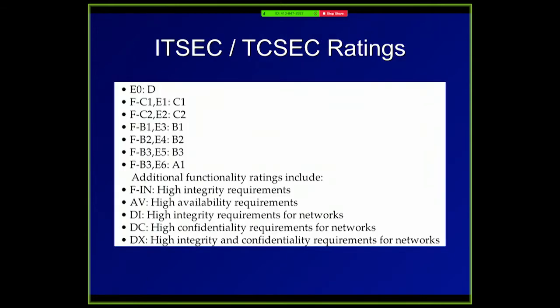And these things do more or less map to the American system. The low level is D, then you have the C, B, and then A levels up here. The high E and F levels go up to A1. And they have a few other things here like special high integrity, high availability, and so on. A few more complicated details in the European model, but it approximately does the same thing as the American model.